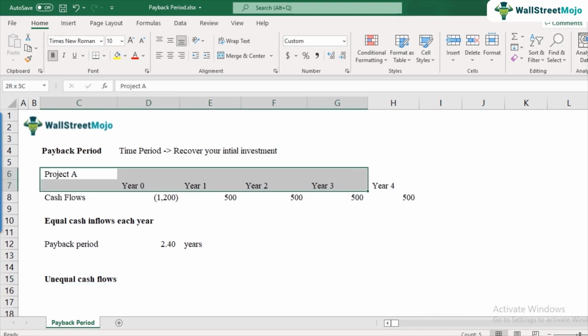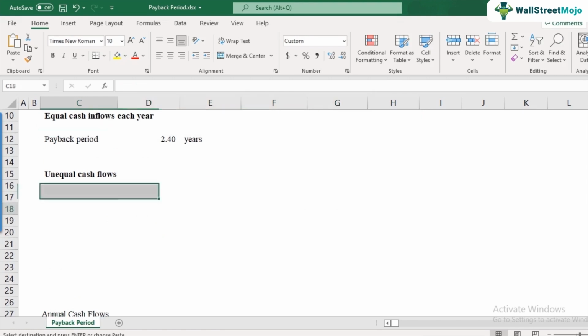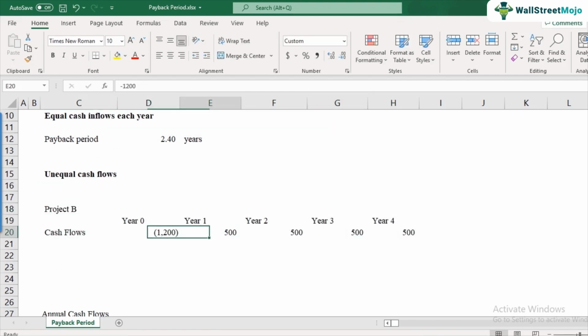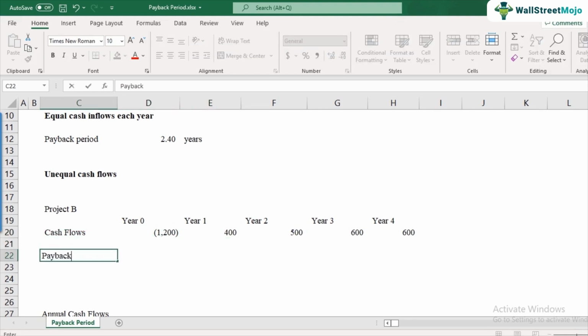So let me just copy and paste this and create a project B, with unequal cash flows. What do you mean by that? It will be different for each year. Let's say $400, $500 for the second year, let's say $600 for the third year, and say another $600 for the fourth year. So these are unequal, they're spread out differently. Now how do you calculate the payback period in this case?